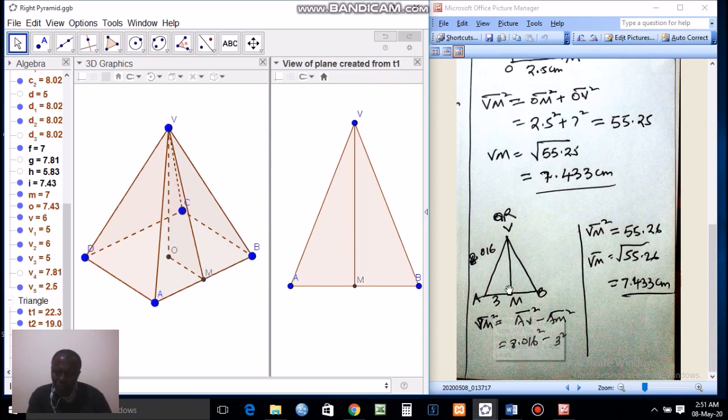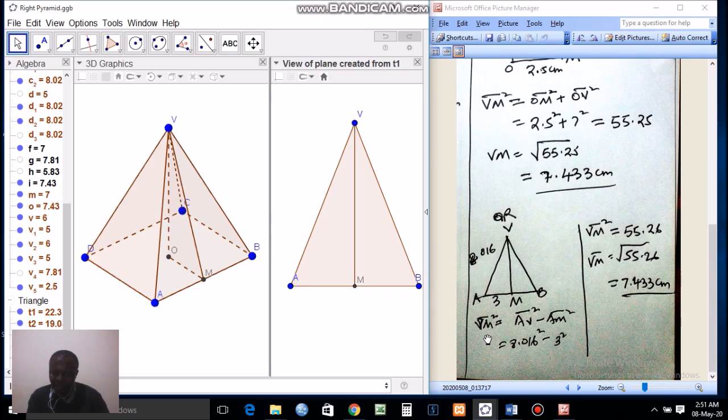So here is our triangle VAB. We know VA as 8.016, because that is a slanting edge, and AB is 6 centimeters, and if M is the midpoint, that means AM is 3 centimeters. So we can use a right angle triangle VMA. So VMA is what we shall use. We know the hypotenuse as 8.016, and we know one of the shorter sides here as 3.